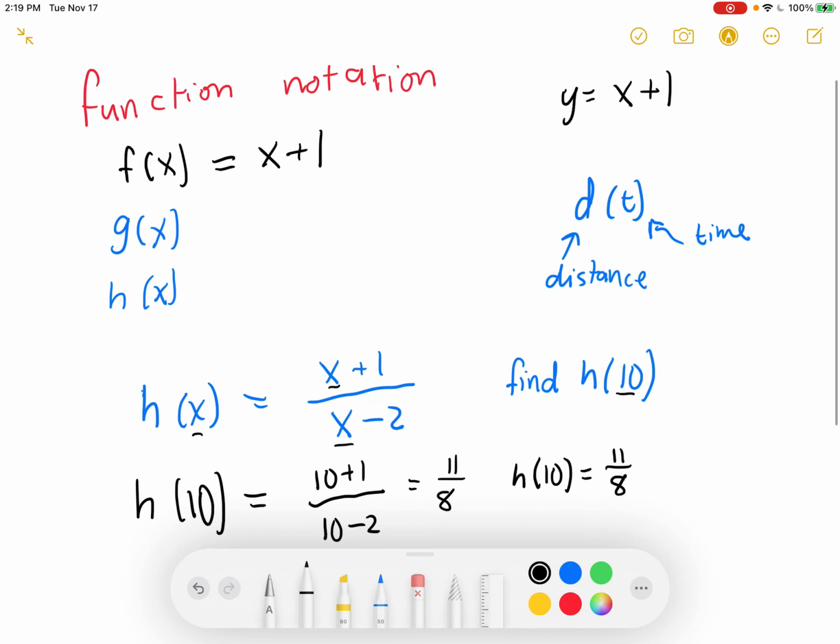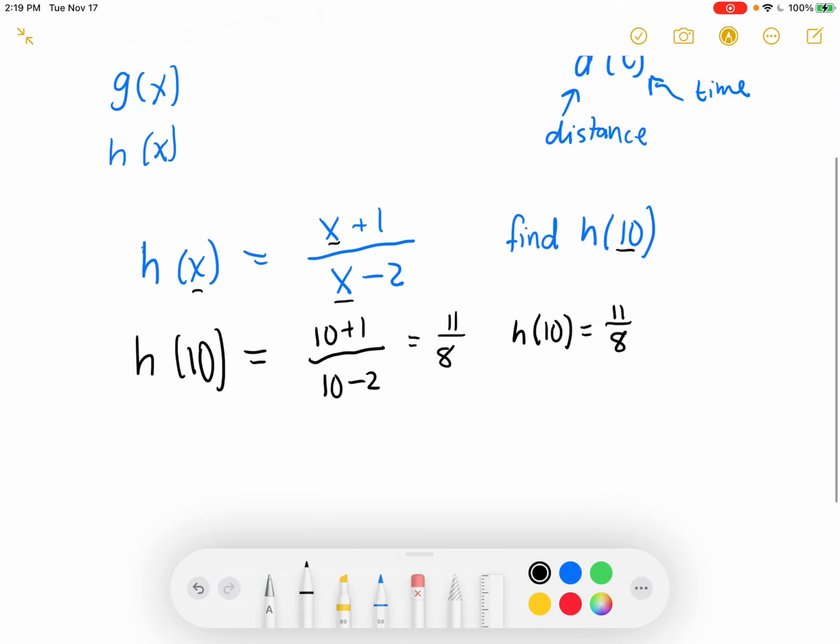All right. Note that function notation, f of x equals x plus 1, and y equals x plus 1 are very similar. And if I asked you to graph f of x equals x plus 1 and y equals x plus 1, it would graph identically. That's an important point.